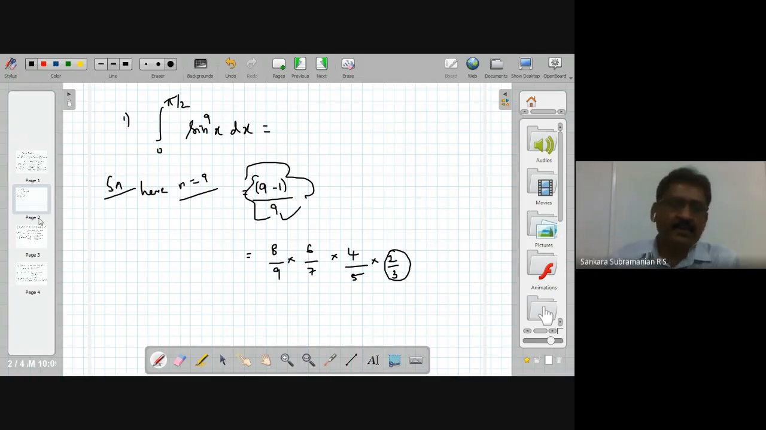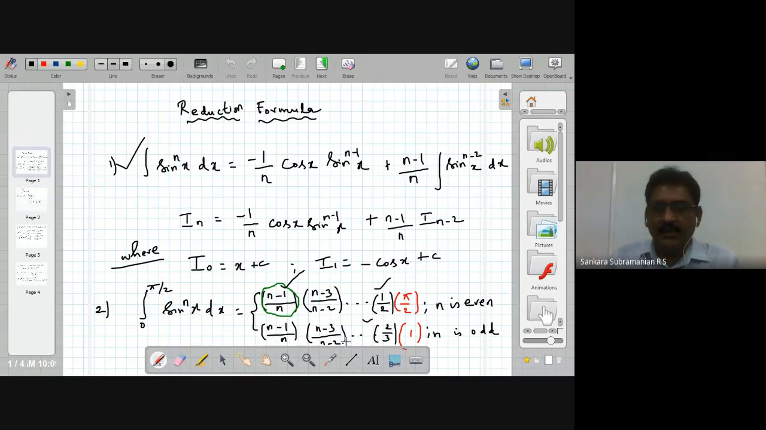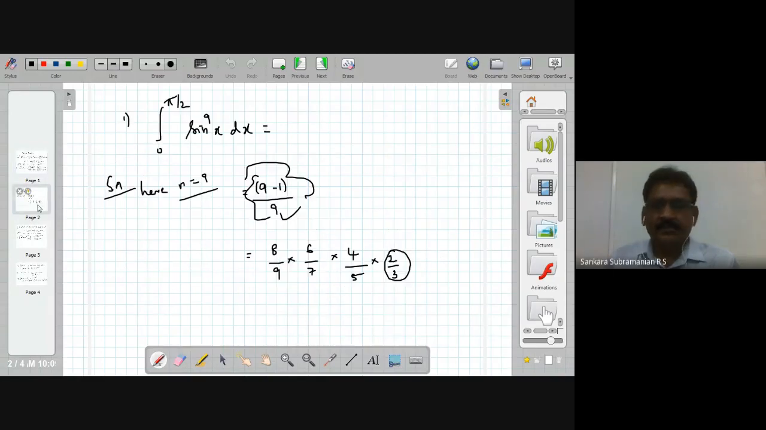When have we said to stop? We stop with 2 by 3 or 1 by 2. At this point 2 by 3 has come, so we must stop. If 2 by 3 comes, we have to multiply with 1. So this is the answer.